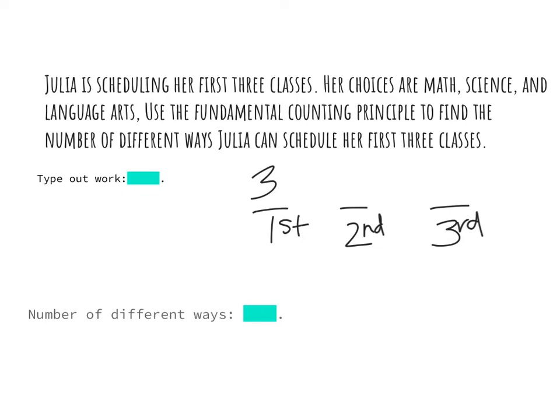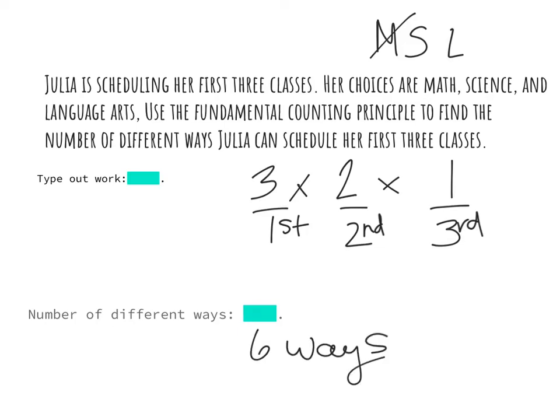Now, once she has selected her first period class, if we're talking about second period, there's only going to be 2 options that are left. So if she's got math for her first period, then she's only got science or language arts for her second period, right? If she's used math. So similar to what we were talking about before. Now, if she selected her class for her first period and second period, she's only got 1 option left for her third period class. So for fundamental counting, remember we multiplied those 3 numbers together, 3 times 2 times 1, which would give us 6. And there are 6 different ways that Julia could schedule her first 3 classes.